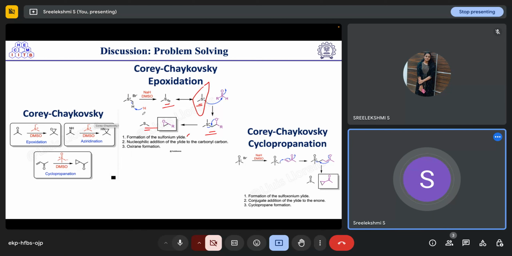So here nucleophilic addition of the halide to the carbonyl carbon was taking place. Here conjugate addition of the halide to the enone was taking place. And for aziridination also the mechanism is similar. So this is Corey-Chaykovsky epoxidation and Corey-Chaykovsky cyclopropanation, which is using these sulfur ylides.